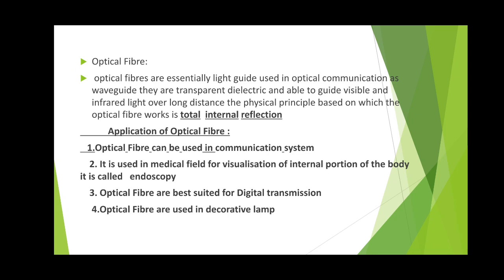So what are the uses of optical fiber? Optical fibers are used in communication systems. With the help of optical fiber, TV signals and telephone signals can be sent over a long distance. It is used in the medical field. In the medical field, optical fiber is used to examine the internal organs of the human body, for example the stomach, and it is connected to a computer monitor, where the signal can be displayed. Optical fibers are best suited for digital communication. In electronics, there are two types of signals, analog signal and digital signal. Analog is continuous variation. A digital signal has two discrete levels, high level and low level. So optical fibers are best suited for digital transmission.